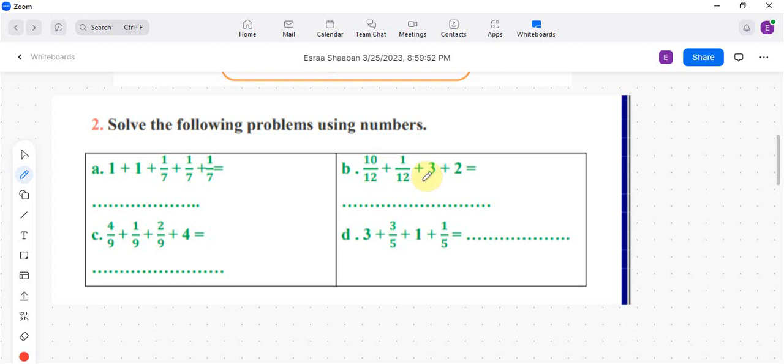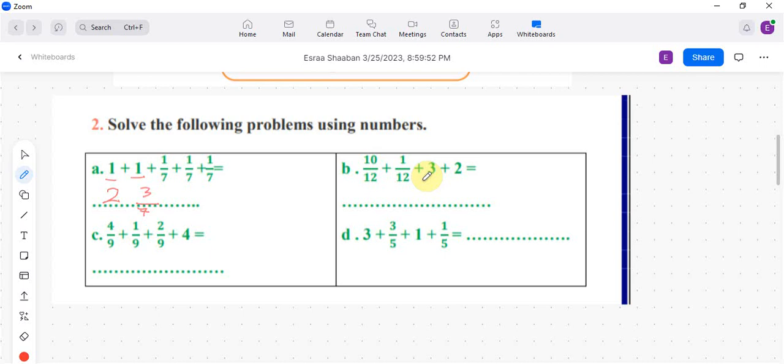First, when I add, like in question letter A, 1 plus 1 plus 1 over 7 plus 1 over 7 plus 1 over 7. When I add, I will add the wholes together first. So 1 plus 1 equals 2. And after that, the fractions: 1 plus 1 plus 1 equals 3 over 7. After I have finished, I will check. This is a mixed number, which means a whole number and a proper fraction. This is whole and this is proper, because the numerator is less than the denominator.